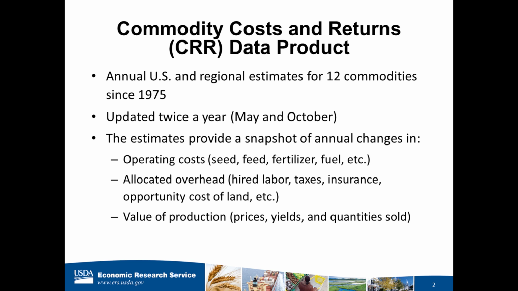So when we say estimates, some of the things that we calculate are operating costs, which can be thought of as variable expenses such as seed, fertilizer, and fuel; allocated overhead, things that are usually considered an opportunity cost, or general farm overhead such as taxes, insurance, and building maintenance; and the value of production. This includes things like yields, prices, and quantities sold for the different commodities.